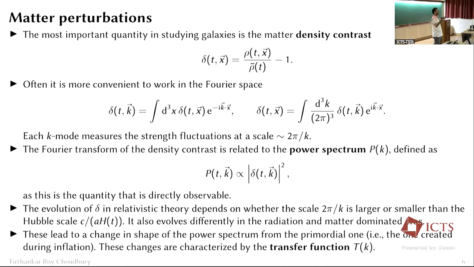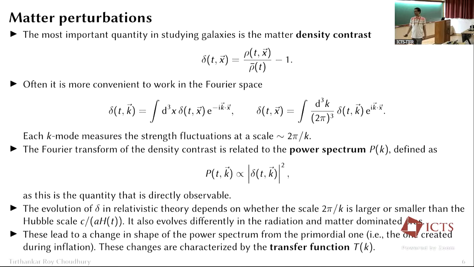So suppose these seed fluctuations were generated during inflation or whatever your favorite model for generating them is. Many of them will predict for a scale invariant power spectrum. It's k to the n, okay, where n is very close to 1. It won't remain in that shape throughout because different k modes are evolving differently. Okay?